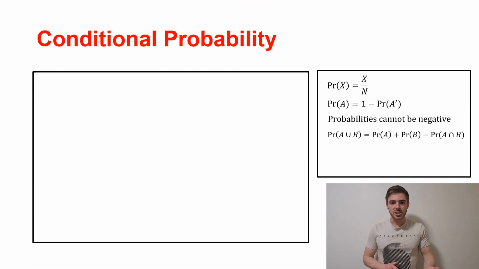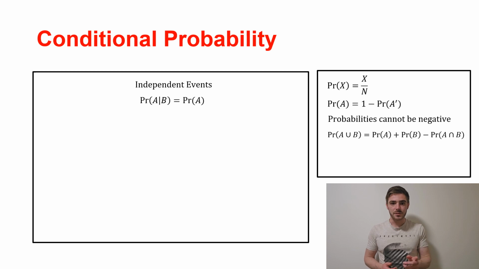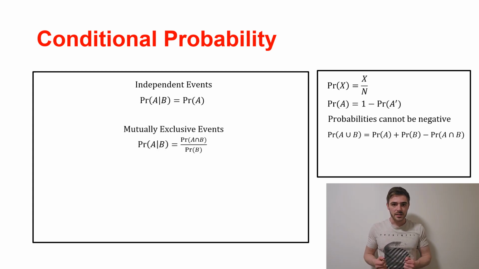Two more notes on conditional probability. Firstly, if your events are independent, then P(A intersection B) can just be replaced with P(A) multiplied by P(B). And since P(B) appears in both the numerator and denominator, they cancel out. And so what this means is that P(A given B) is the same thing as P(A). It doesn't matter that B occurred. These events are independent.